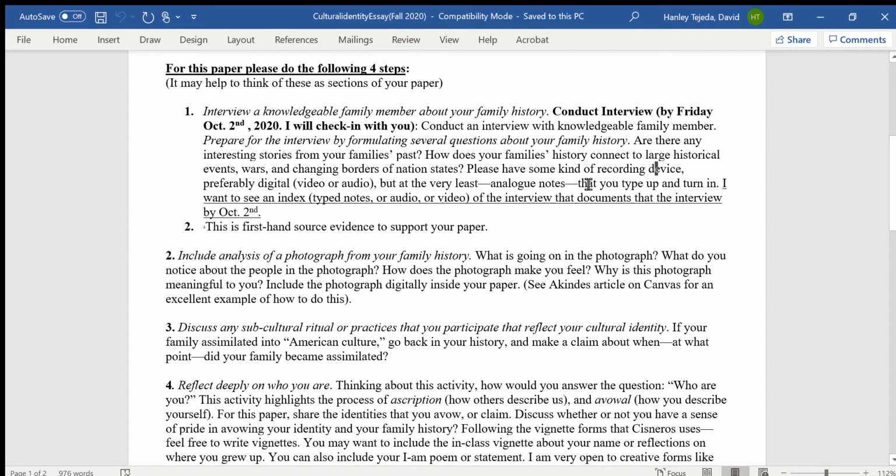So please have some kind of recording device, preferably digital, video, or audio, but at the very least analog notes, so you could just write notes and then type them up later. That's fine. And I want to see an index of typed notes of the interview of these documents by October 2nd.